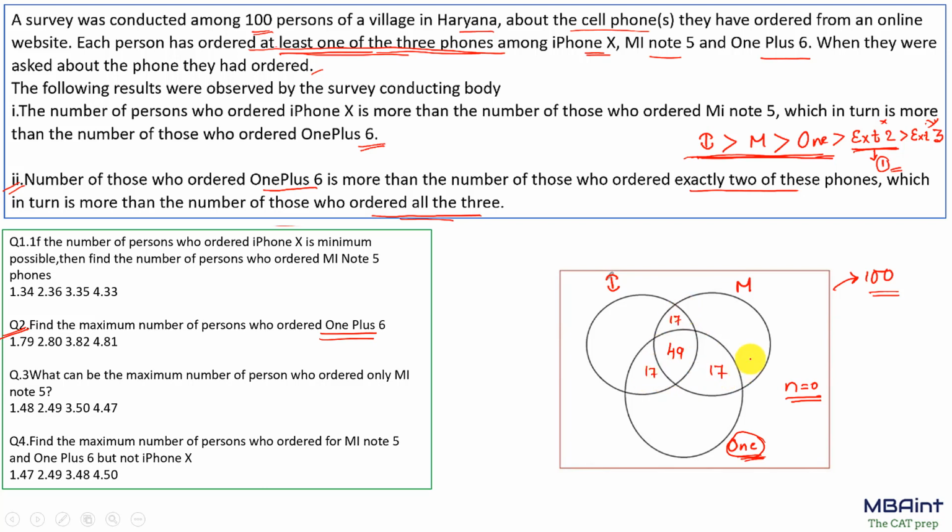Now we can see that as of now we have satisfied this relation: exactly 2 is greater than exactly 3. What is remaining is these 3 inequalities to be satisfied. As of now, all of them are equal. Now, if you observe, let's start from iPhone and MI. Both of them are equal. Now, in order to make them unequal, what I can do is reduce the number over here from 17 to 16 and make this 18.